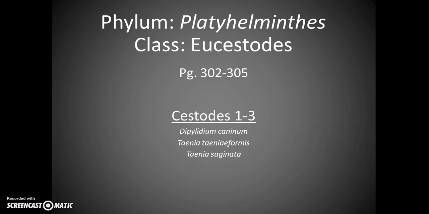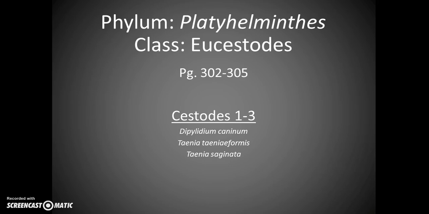Our next section in parasitology is going to be under the phylum Platyhelminthes. And again, this is commonly known as the flatworm category. So the class we're going to be starting with is Eucestodes, which are known as Cestodes 1 through 3, commonly known as tapeworms. So we'll find this in chapter 46 of the book, page 302 to 305.